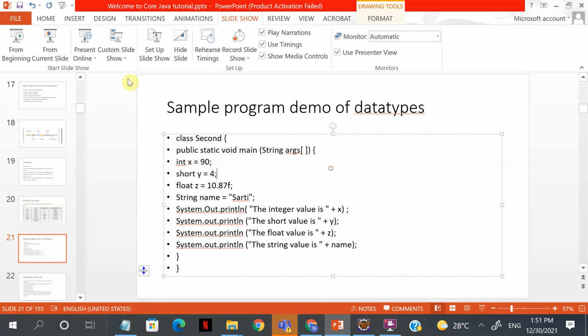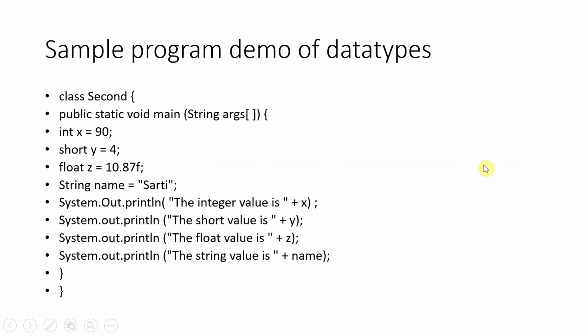data types, variables are being declared. So x is a variable of type int, y is a variable of type short, z is of type float. Float allows you to add decimal places if you want. Then a string name with a value. And then if you say system.out.println, you will say integer value is x, which will print the value of x, y, z. So basically this is how you define a variable. You will say the data type, the variable name, and the value you want to assign to it.